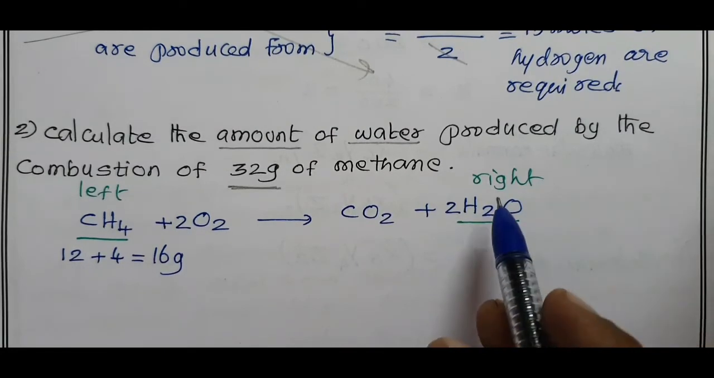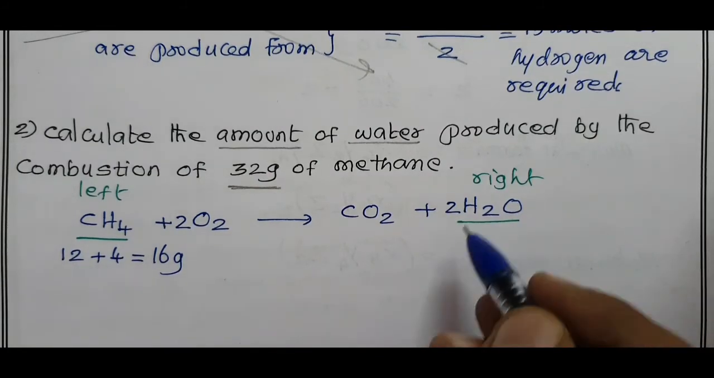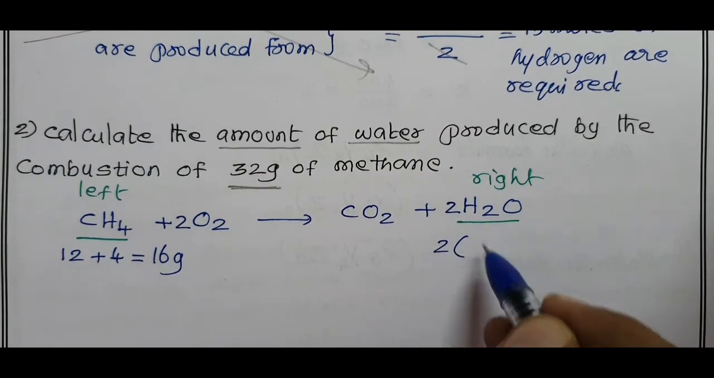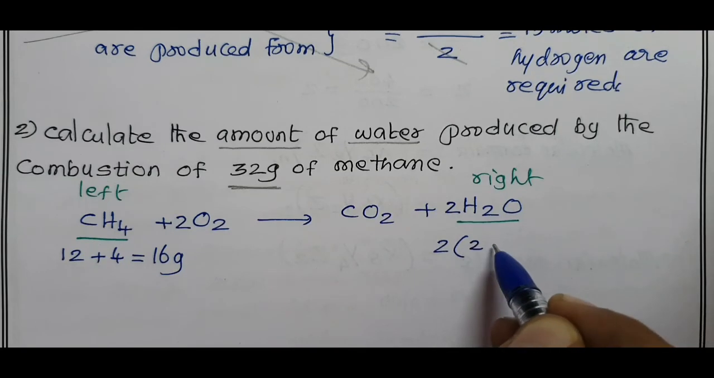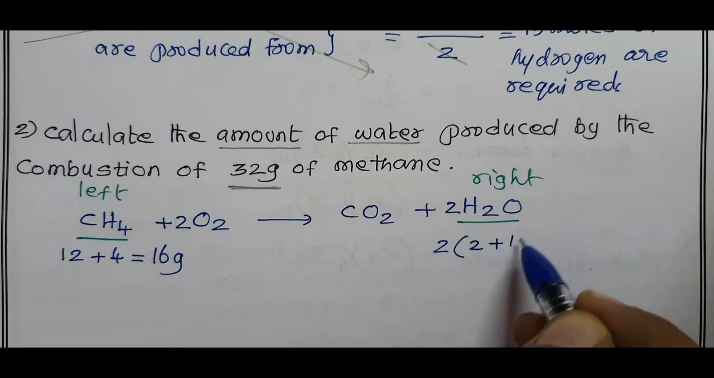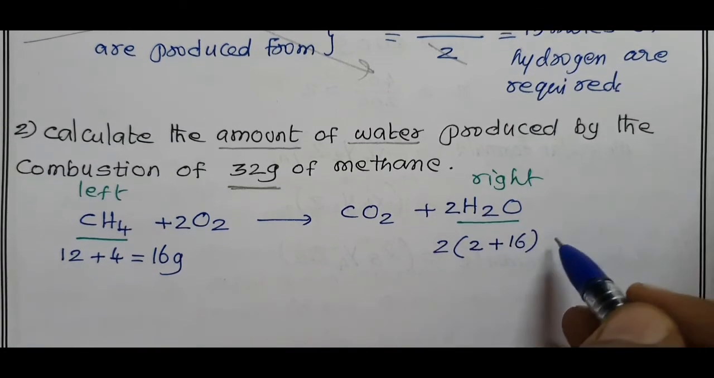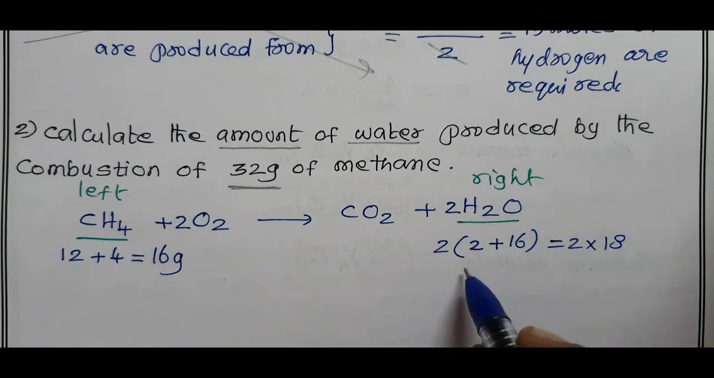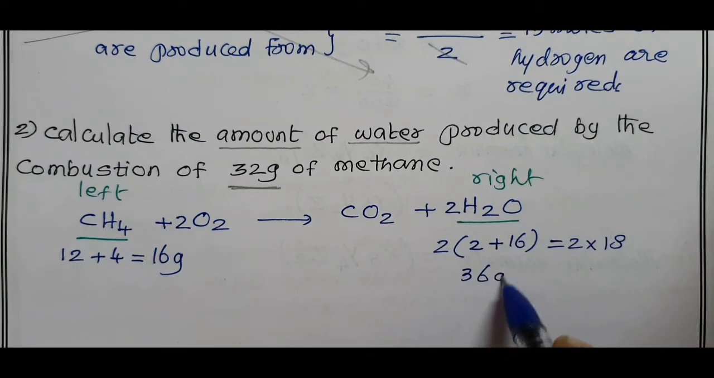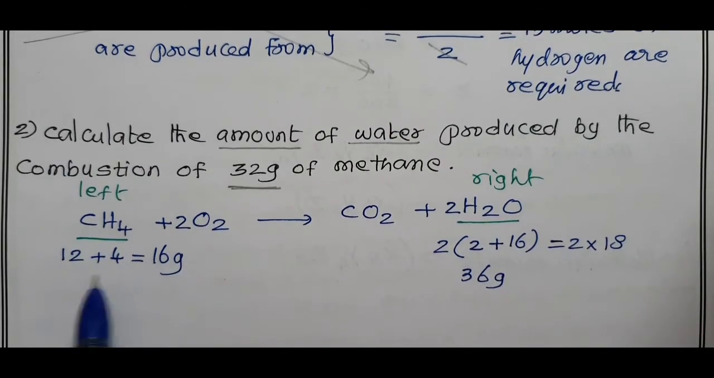Here we have 2 H2O molecules. That means 2 into 2 hydrogen: hydrogen atomic mass 1, 2 into 1 equal to 2; oxygen 16. 2 plus 16 equal to 18, 2 into 18 is equal to 36 gram of water is produced from 16 gram of methane on combustion.